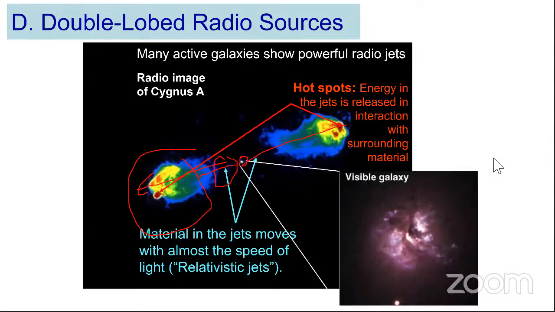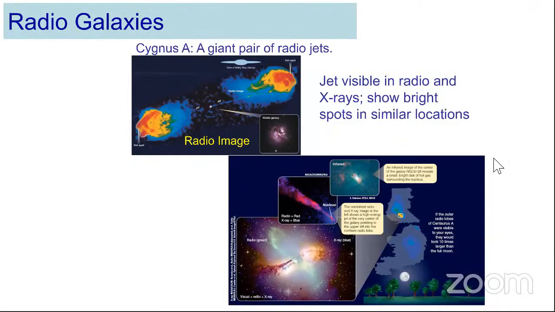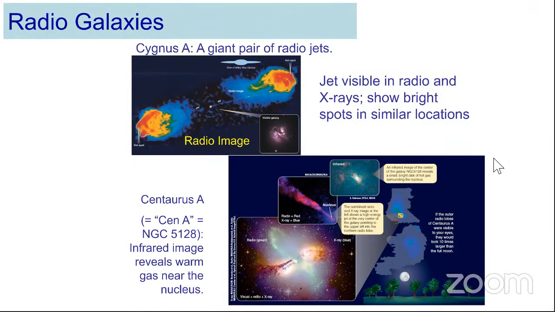So this is just, as I said, the visible galaxy. Here it is, just here in this central part in the middle. Again, so many pictures: Cygnus A, and this is Centaurus A I was talking about. This is just the merger of two galaxies, an elliptical with a spiral. Why do you believe that?